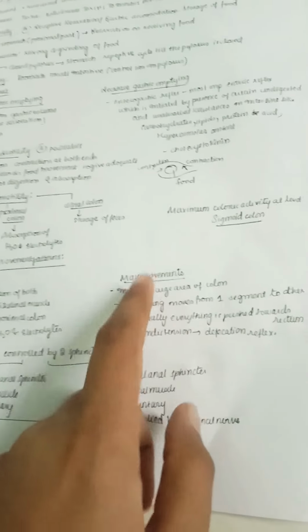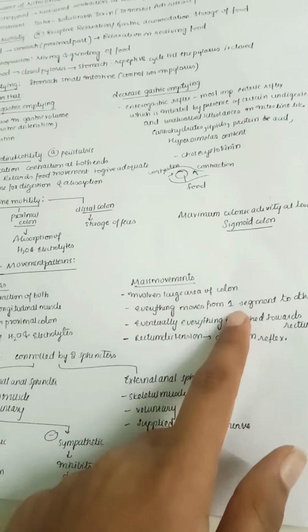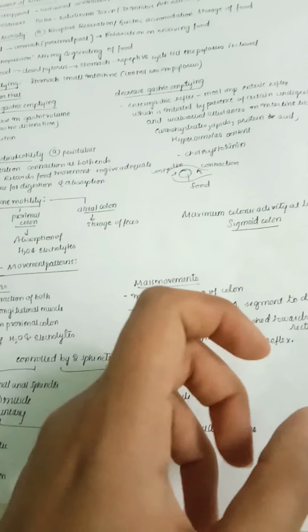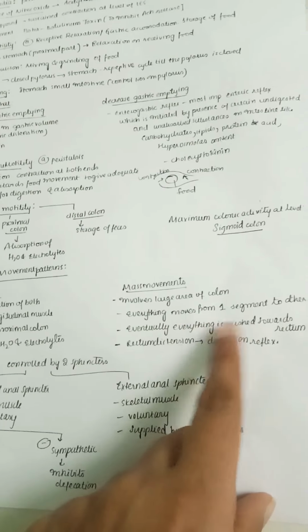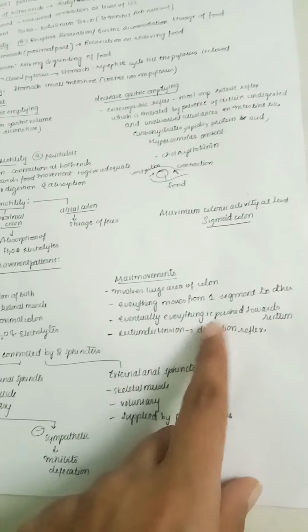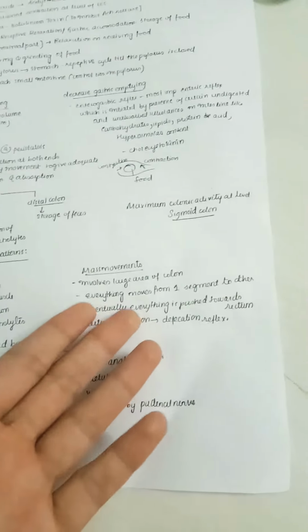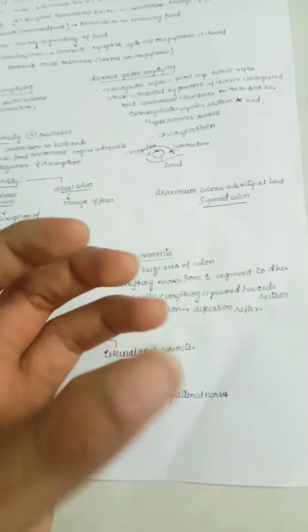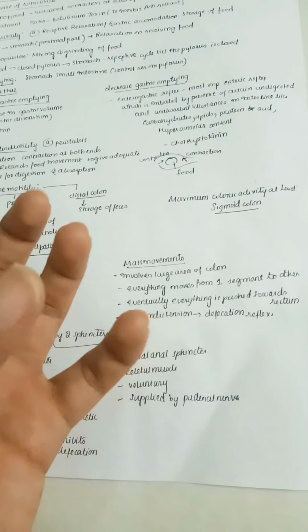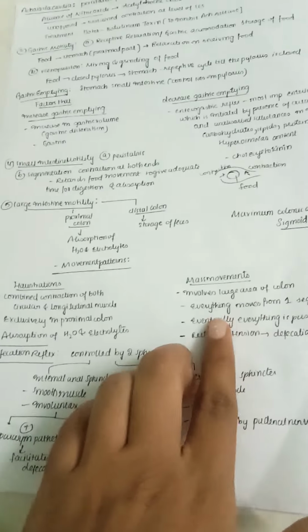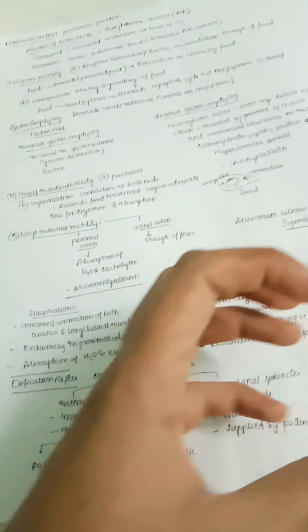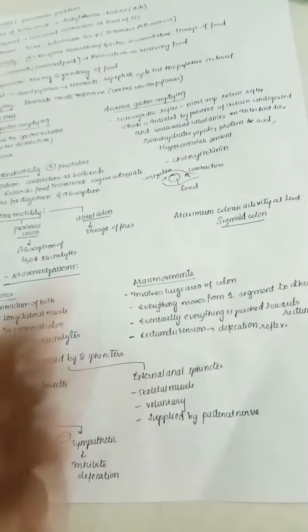What are mass movements? Mass movements involve a large area of the colon. Everything moves from one segment to the other and eventually everything is pushed towards the rectum. It's useful for the defecation process, because mass movement means at a time all are moving, not like segmentation. It's completely different from segmentation. In segmentation only some will move. Here at a time everything will move, so that there is higher force for the defecation reflex.